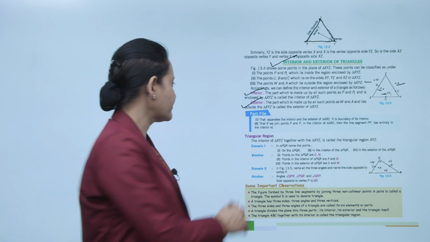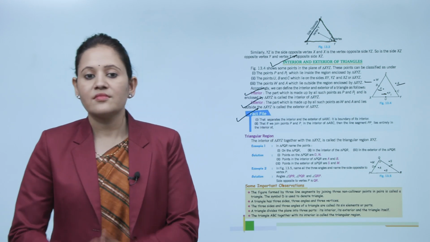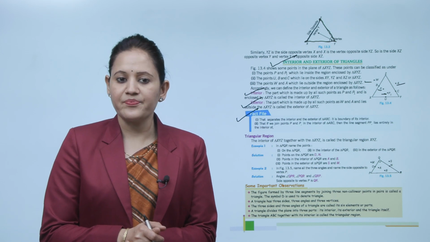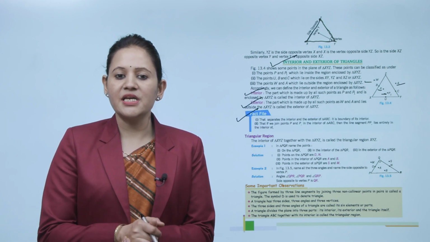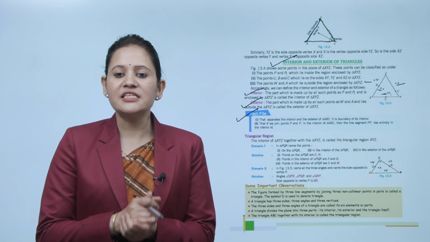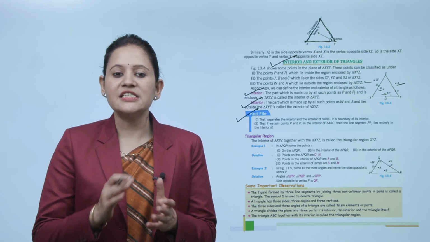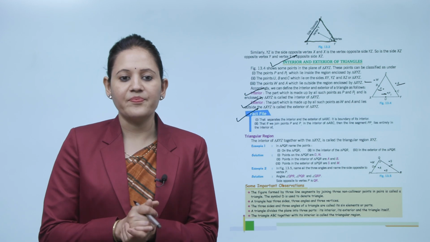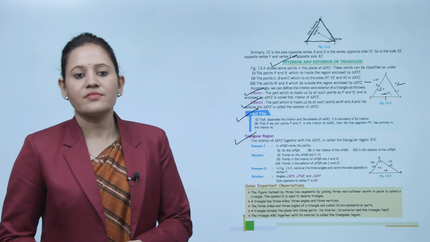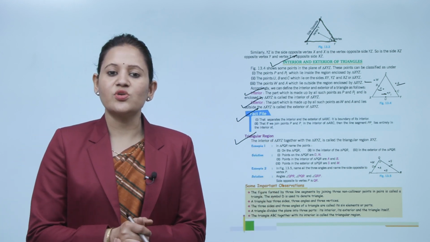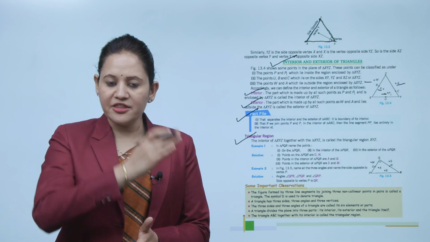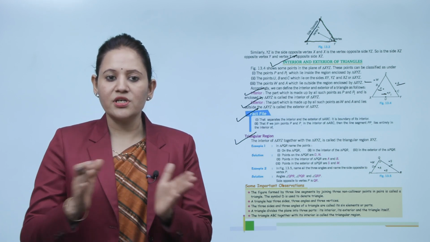Next is fixed phi. The triangle separates the interior and exterior of triangle ABC, and is the boundary of its interior. If we join the points P and P1 in the interior of triangle ABC, then the line segment PP1 lies entirely in the interior of the triangle. Next is triangular region. The interior of triangle XYZ together with the triangle XYZ is called the triangular region XYZ. The interior and the points on the triangle, all this included, is called the triangular region.